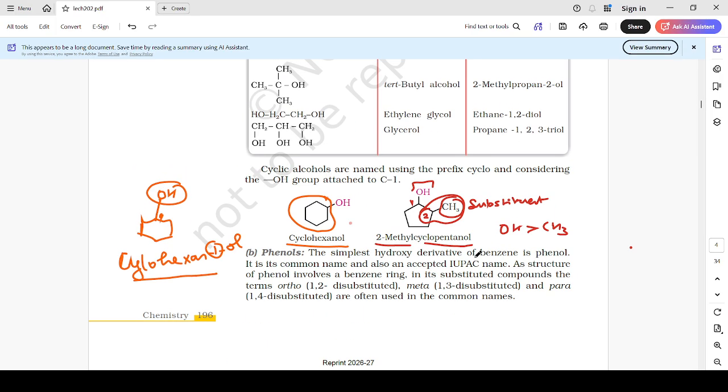We are moving for phenols here. Why do I address them as phenol? I have benzene. To this OH is attached. Now OH is a prior group compared to benzene itself. So here I consider this benzene as a substituent. So I say it is a phenyl. Whenever you consider benzene as a substituent, you address it as phenyl. It is a phenyl alcohol which is abbreviated as phenol.